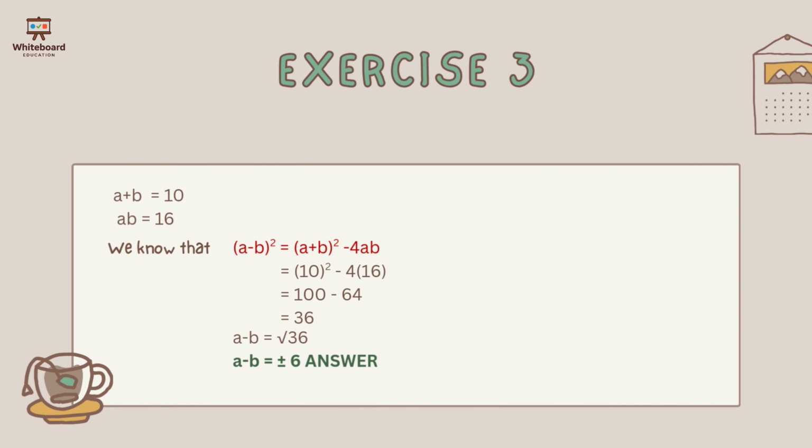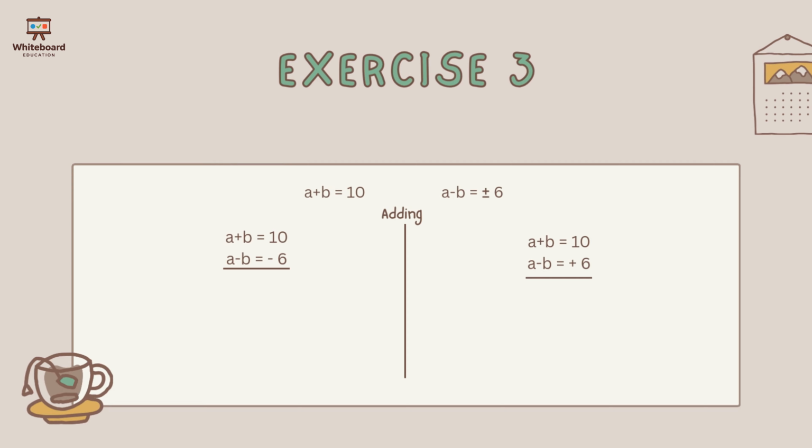Now, we know that A plus B equals 10 and A minus B equals plus or minus 6. So now we deal with the plus and minus separately. We add both these equations, one with A minus B equals minus 6 and the other with plus 6. First, see the left side. Here, A and A add into 2A. Plus B and minus B cancel each other, and when adding 10 minus 6 we get 4.